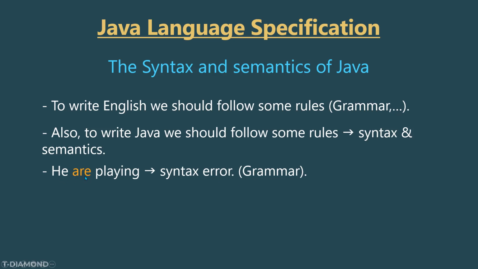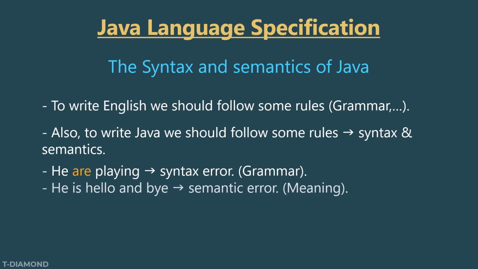So whenever we have something incorrect with our grammar in Java, this will be a syntax error. Alright? And of course, this is not Java. This is just English. I'm giving you an example. Another example. Let's say "he is hello and bye". So as you can see, this sentence doesn't have a meaning. So in Java, whenever we write something that doesn't have a meaning, this will be a semantic error. So let me tell you this. Don't confuse yourself and only take the idea. Later on, we will take a look at different types of errors and you will understand everything whenever I give you examples from Java.